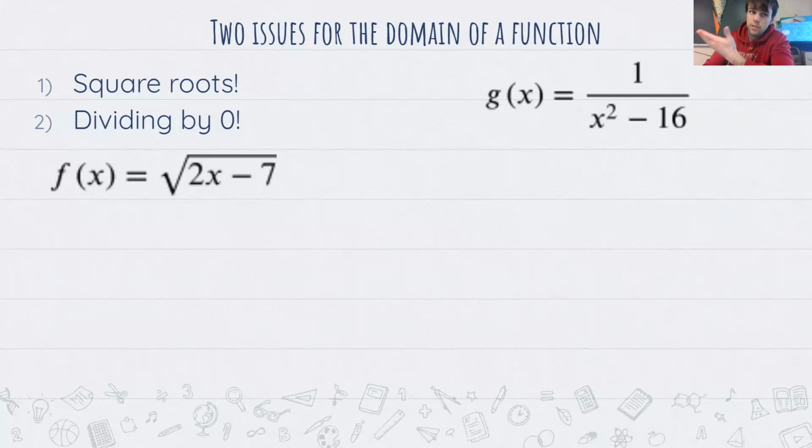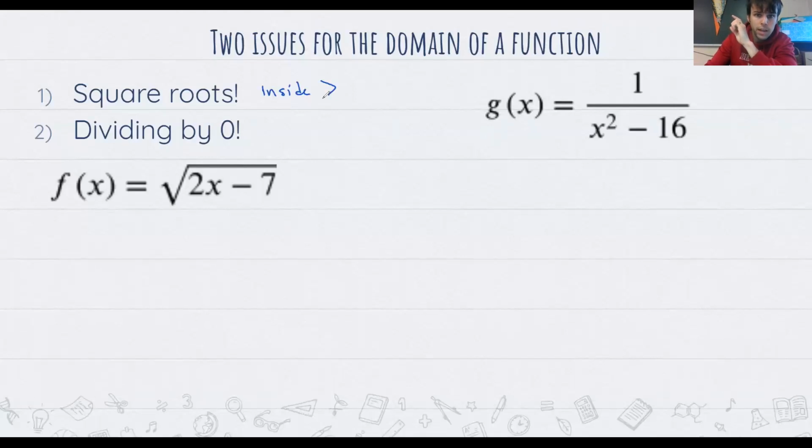So again, just a summary. Square roots: anything that causes us to take the square root of a negative, we don't want to allow it. So what's inside the square root, the inside, must be greater than or equal to 0, positive or 0. We can take the square root of 0 or a positive number.